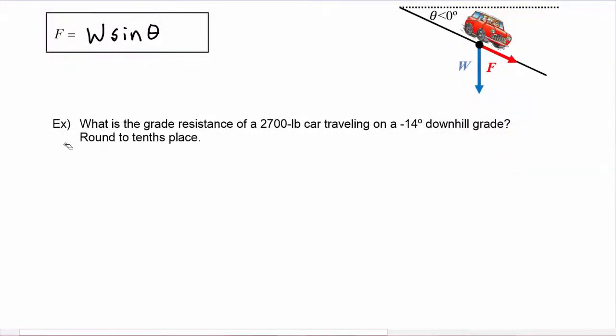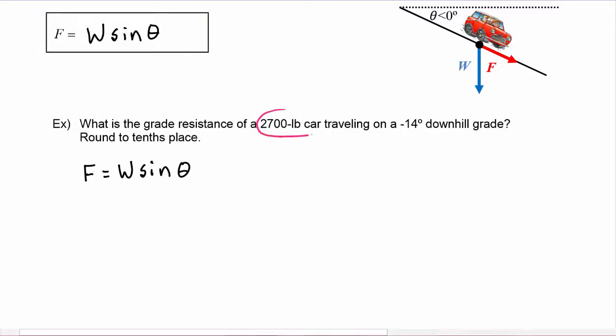In this example, we're asked, what is the grade resistance of a 2,700-pound car traveling on a negative 14-degree downhill grade? Now, that means we have this situation where the car is traveling downhill. We know our equation is F is equal to W sine theta, and we just need to fill in the values that we know and solve for the values that we don't know.